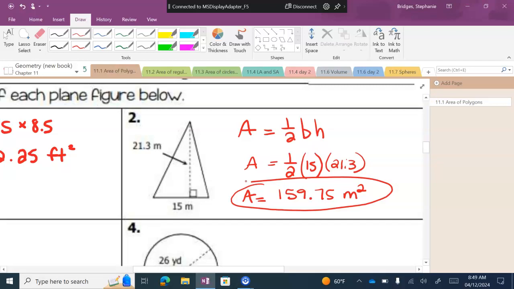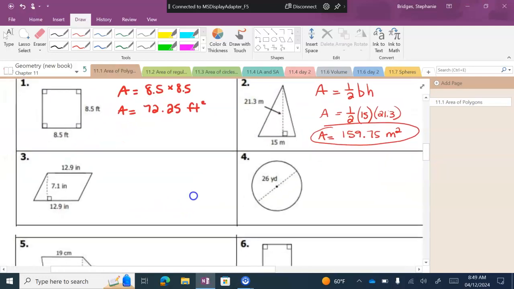So far, so good. Okay, you got to identify the shape and then know which formula to use from there. Try 3. That is a parallelogram. Your formula for your parallelogram is the one that's right up under the triangle in your top part.